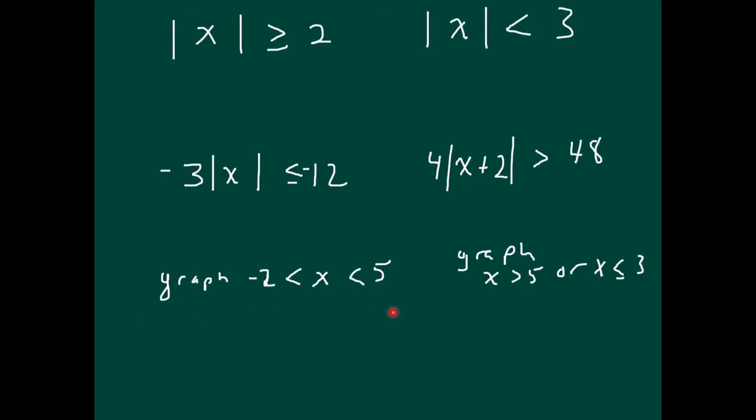These last ones are fairly simple. I just want you to make sure you have the graphing skills down. I want you to graph where x, show all values of x that are greater than negative 2 and less than 5. This one, show all values of x where x is greater than 5 or x is less than or equal to 3. Good luck.